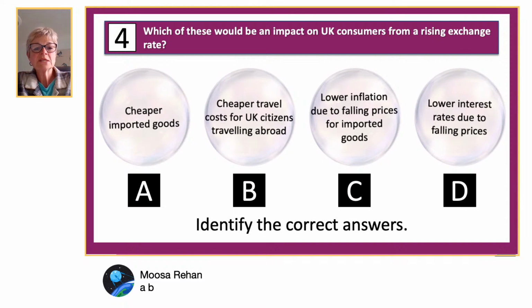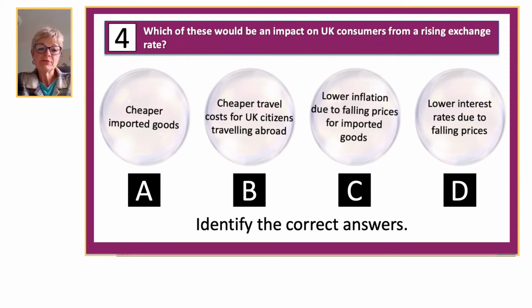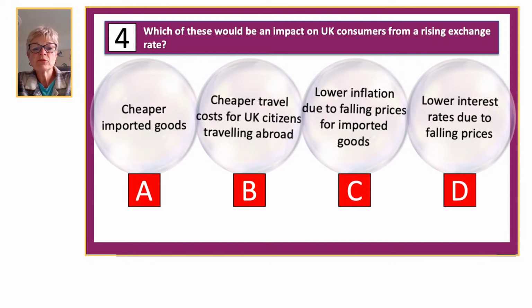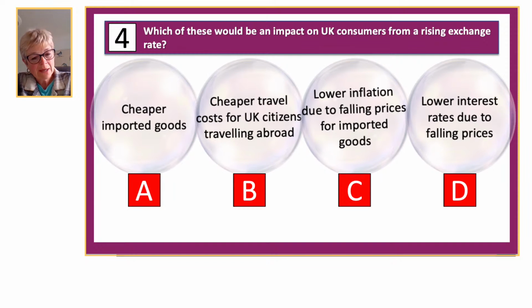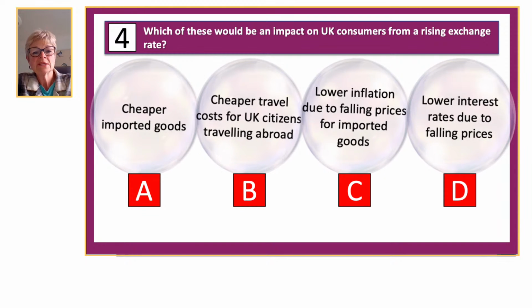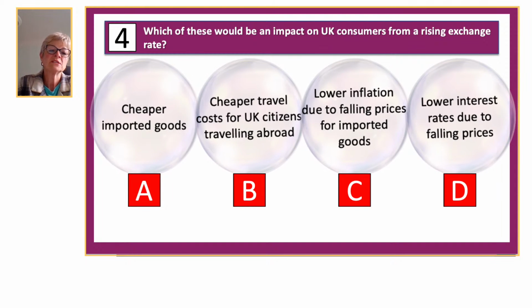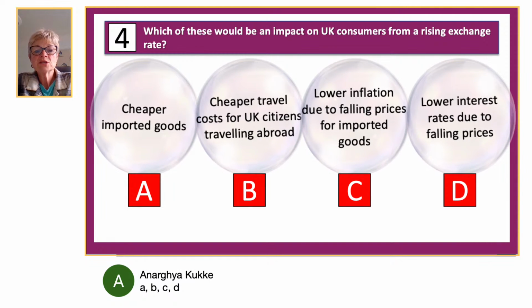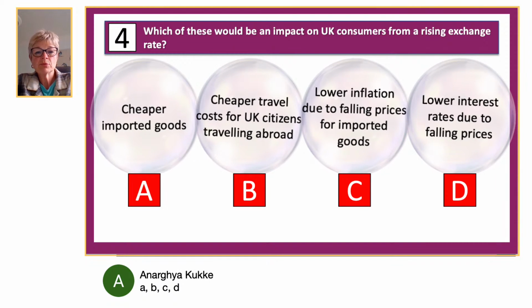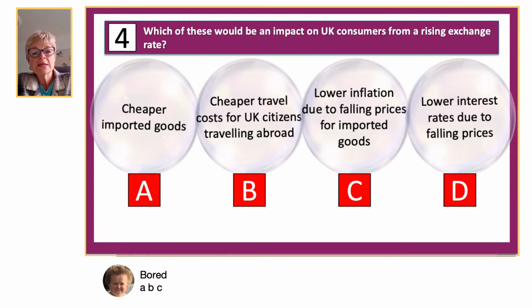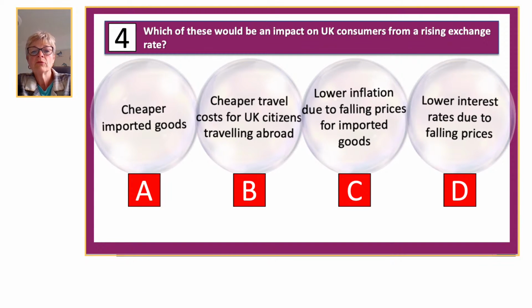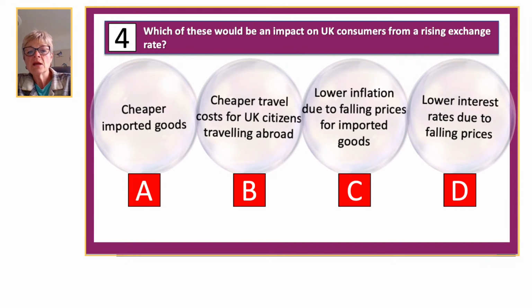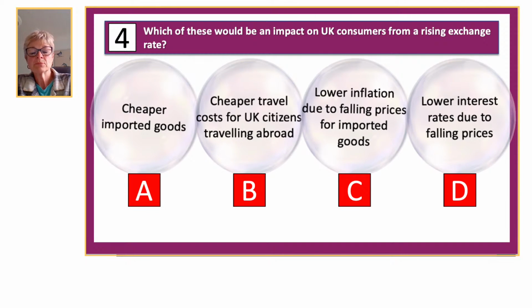So let's have a look and see, John, what do we think? It's definitely imported cheaper goods. That's the easy one. Cheaper travel costs for UK citizens travelling abroad. Again, if we've got a strengthening exchange rate, it makes it cheaper when we travel abroad to that country. Lower inflation due to falling prices for imported goods. That's very true, but that is making the assumption we import a lot from abroad.